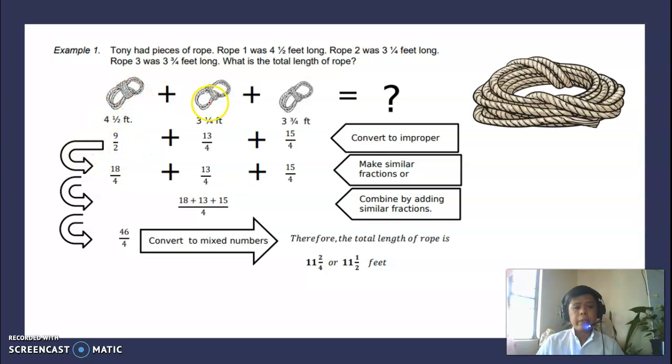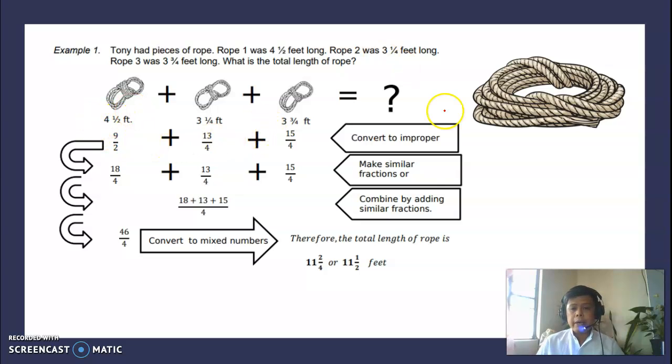Yung unang rope, i-add daw sa pangalawang rope, i-add sa pangatlong rope, gaano daw kahaba. So, meron tayong binigay na given mula sa problem. Yung unang rope ay 4 1/2 feet. Yung pangalawa naman ay 3 1/4. Tapos, yung pangatlo ay 3 3/4. So, mas maganda dito, i-convert natin siya sa improper fraction.